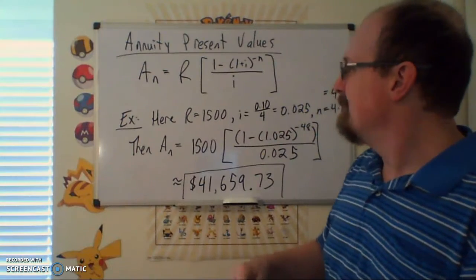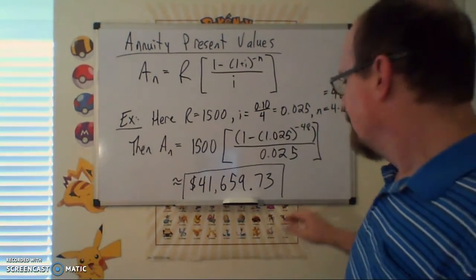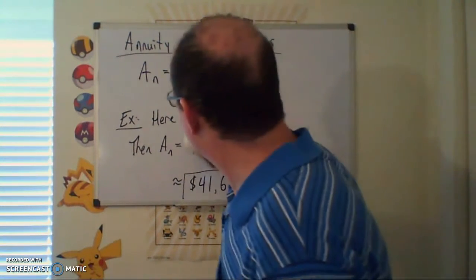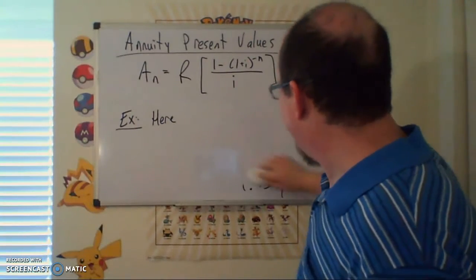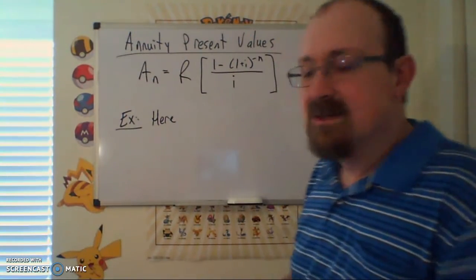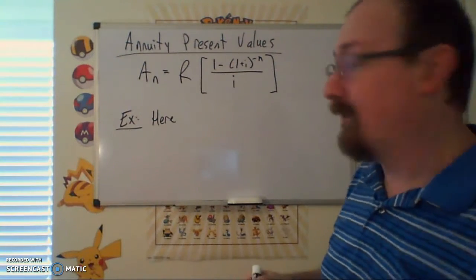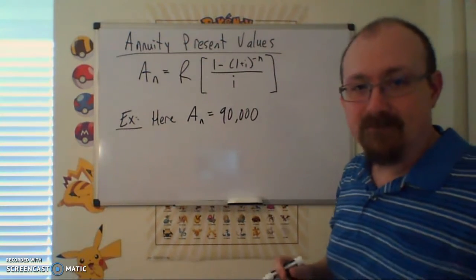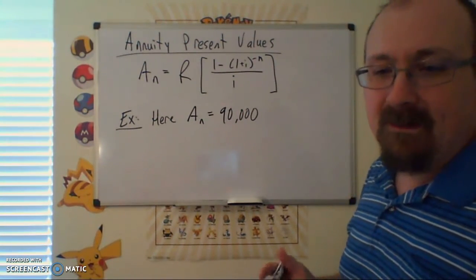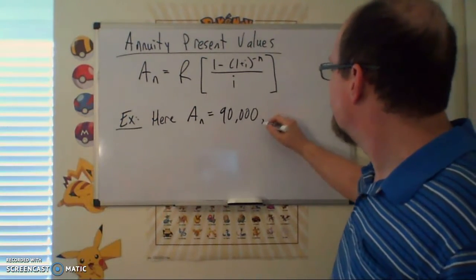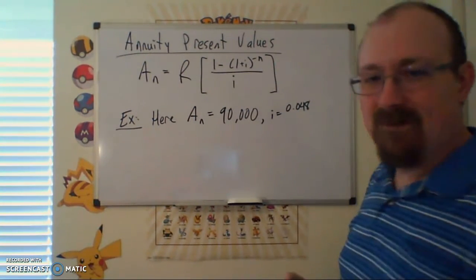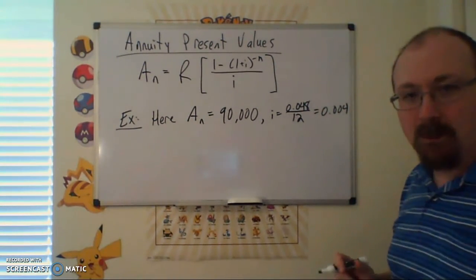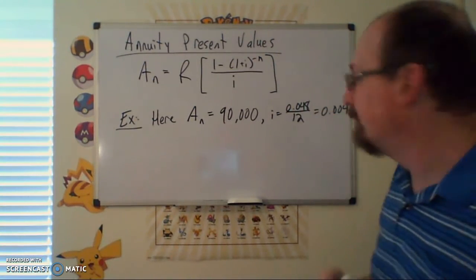Okay, so next, we twist things around a bit. Somebody sells a piece of property. In this instance, they have $90,000, and they want to figure out how much they're actually going to get out of it based on how they're going to put it into an annuity. So instead of being given an R, we want to figure out the R that goes along with an A sub n of 90,000. Okay, so it's being put in. The interest rate is 4.8% with monthly compounding. So 0.048 divided by 12 gives me 0.004. Okay?